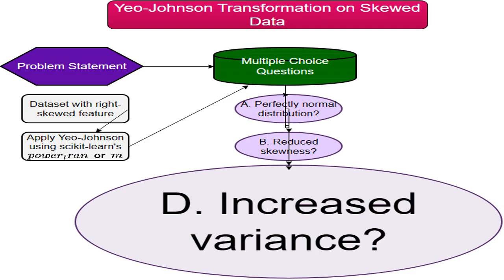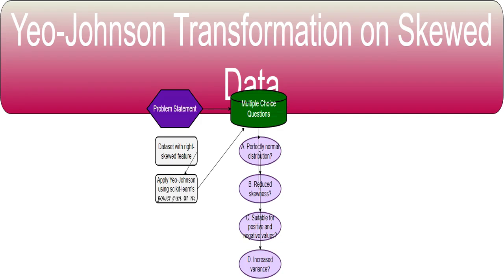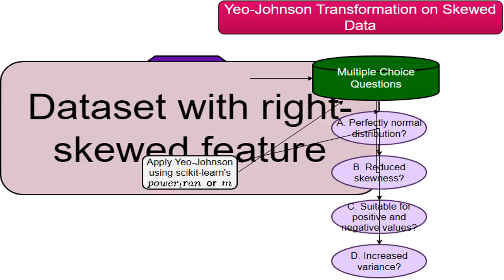Let's find out. I'm working with a dataset and one of the features has a right skew, meaning its values are concentrated on the left, with a long tail on the right. That is what is called right skewed. I'm using scikit-learn's power_transform function, specifically the Yeo-Johnson method, to transform my right skewed feature.